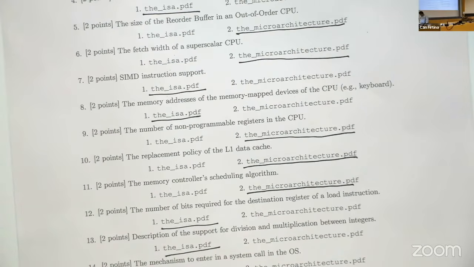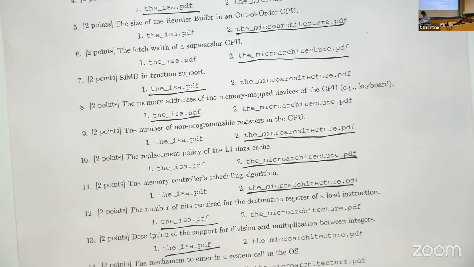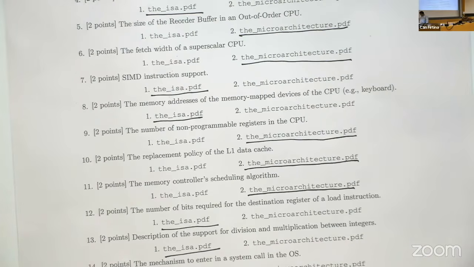And then the 14th question is the mechanism to enter a system call in the OS. When an application wants to enter a system call, it has to typically execute a software interrupt or something called the trap instruction, which should be mentioned in the ISA manual. So that's again the ISA.pdf. As a thumb rule, anything which is performed by the OS or the application needs to be mentioned in the ISA.